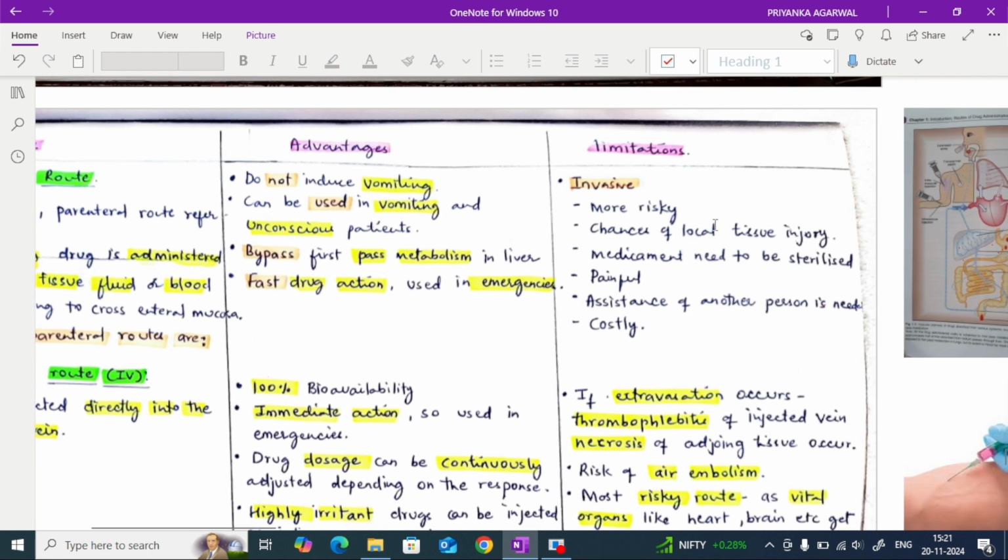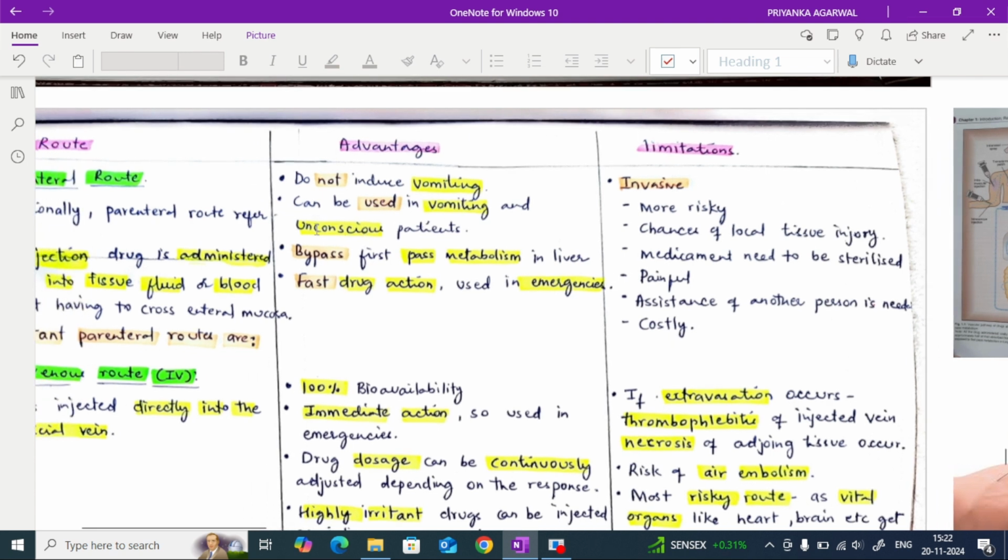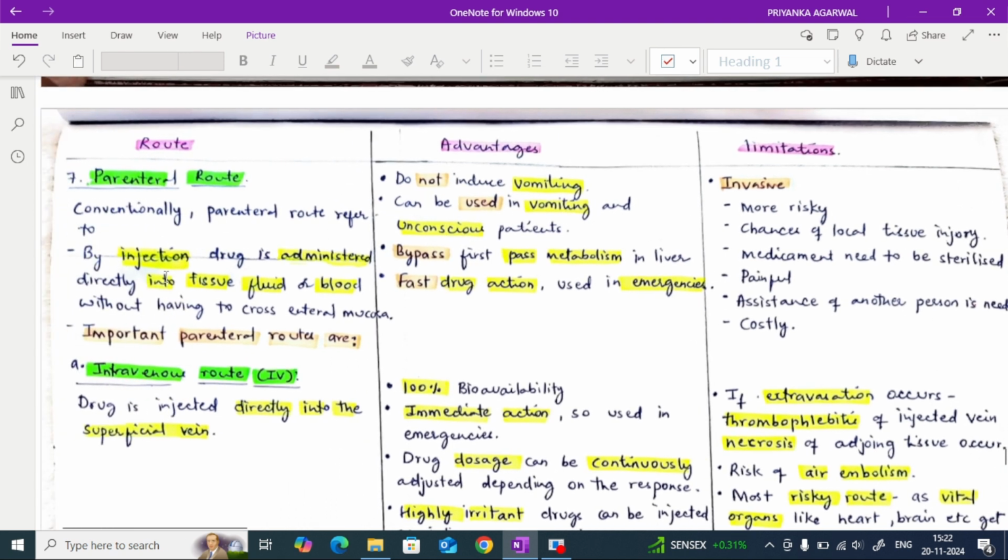Coming to limitations, so it is invasive. Invasive means we are entering into the tissues, okay? So that's why it is more risky. There are chances of local tissue injury. Medicament needs to be sterilized, okay? And this is painful and there is a need of assistance for administration of the drug. So all this makes it costly, okay? So these are the advantages and limitations of parenteral route.